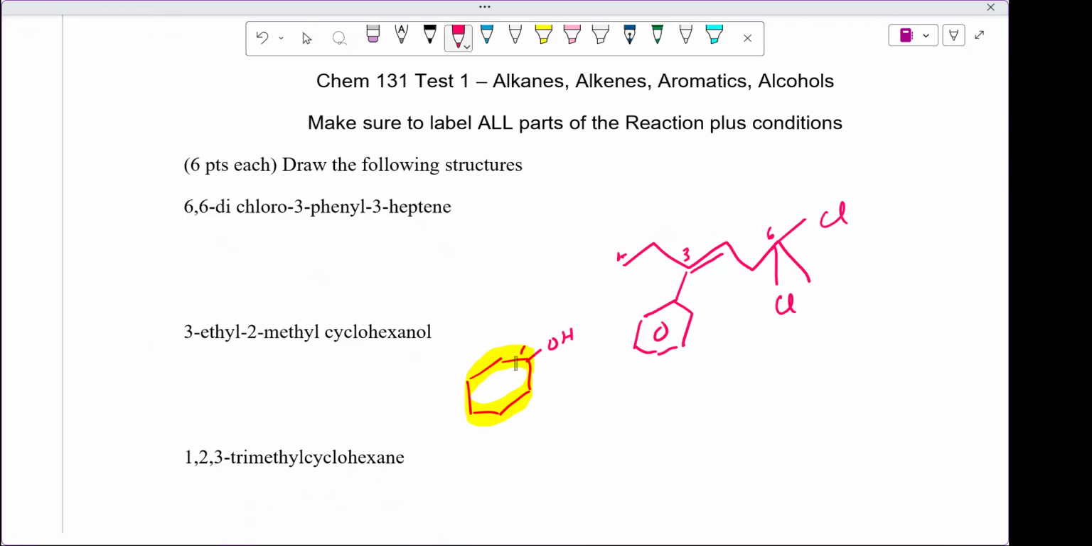Backbone. And we've got, at carbon number 2, a methyl. At carbon number 3, we have an ethyl.